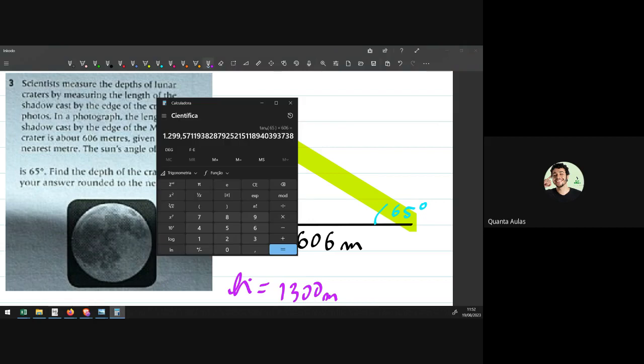If you round, you need to look at the next number. The next number is 5, so you need to look at the next, which is 7. So you need to increase by 1. So increase, so 1,300. Okay.